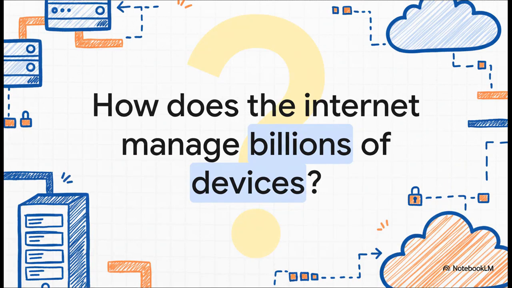So let's start with the big question, right? You've got billions of devices. Phones, laptops, servers, even smart refrigerators, all needing their own unique address online. How does the system handle all that without just grinding to a halt and running out of space?